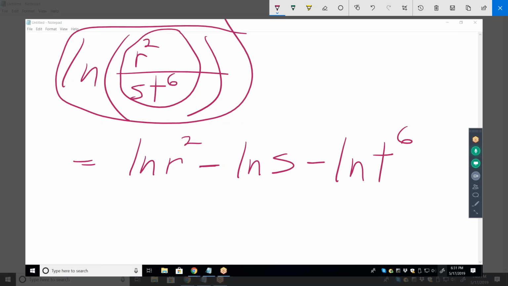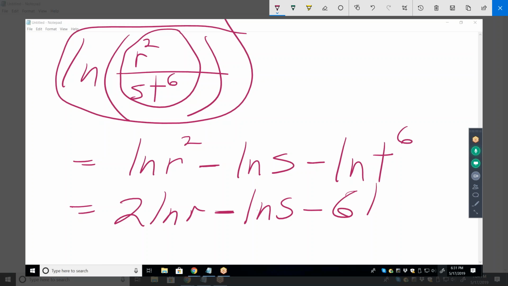Now, what's the last step? Okay, tell me, read the line for me. That's how you do it. Every time. You turn anything in the numerator being multiplied into pluses, and you turn anything in the denominator into minuses.